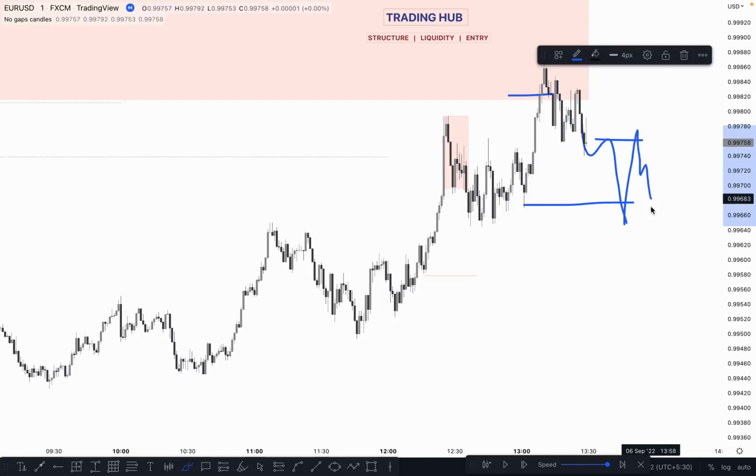Something like this. Then we can start selling with single candle mitigation entry, which is here: previous candle sweep and then sell, previous candle sweep and then sell.